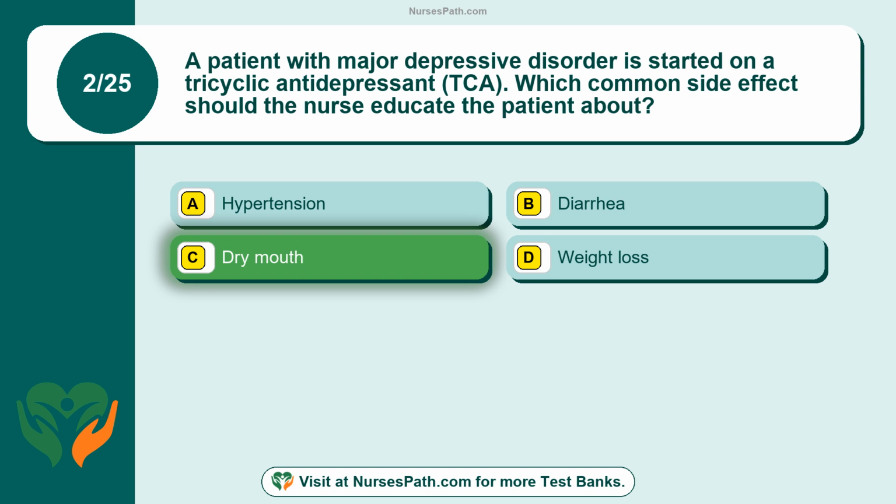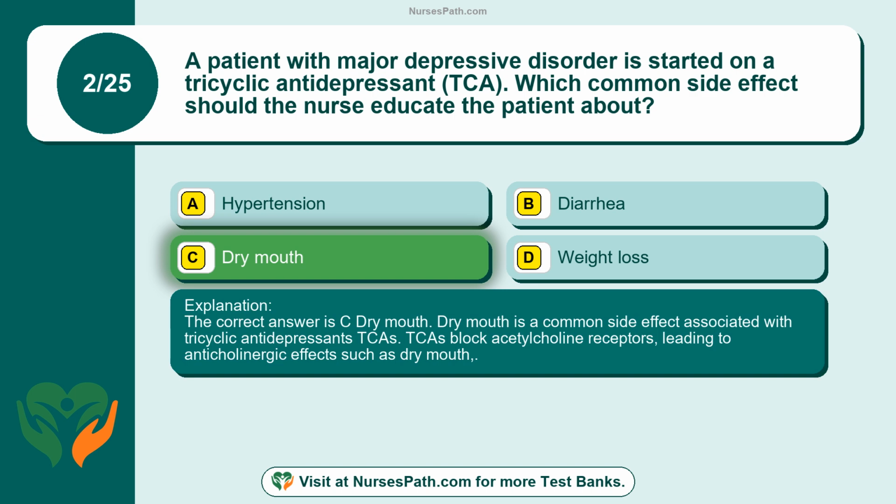Dry mouth. The correct answer is C. Dry mouth is a common side effect associated with tricyclic antidepressants, TCAs. TCAs block acetylcholine receptors, leading to anticholinergic effects, such as dry mouth.